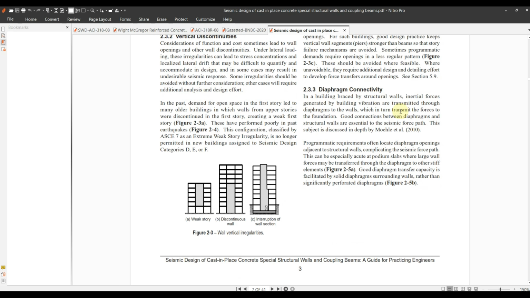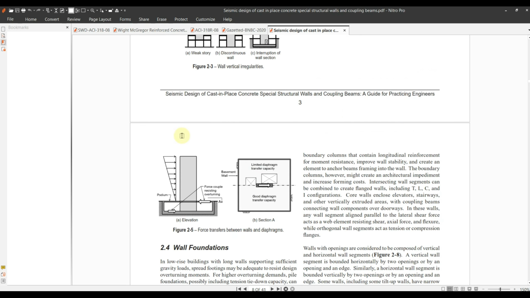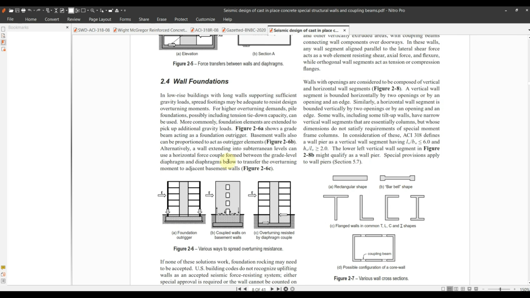Then diaphragm connectivity is discussed here. By chords and collectors, you have to connect your diaphragm to the structural shear wall foundations. So it is very important. Sometimes we miss this part.